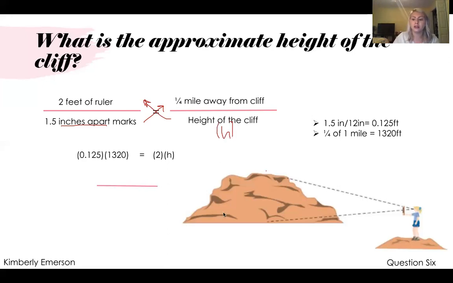And so now we're going to multiply everything. We're going to end up with 165 feet equals 2 times h. And once we get to this part, we want to divide both sides by 2, because if we do that, we would get h by itself. So 165 divided by 2 is 82.5. So our height, or our h, will be 82.5 feet.